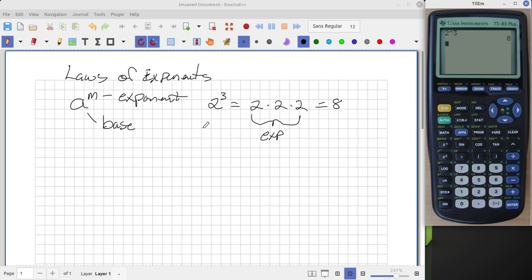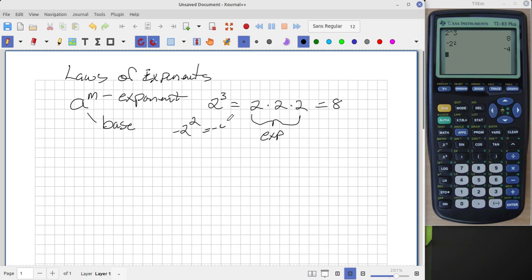And a note on doing calculator work with exponents. What if I had negative 2 squared? Well, let's do that on the calculator first. Negative 2 squared. And we get negative 4.